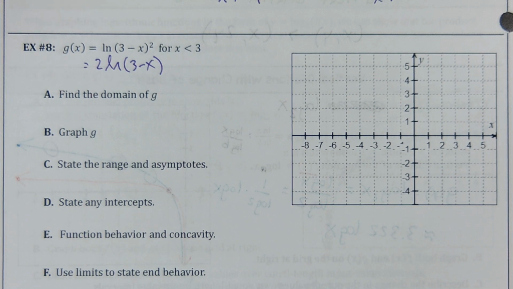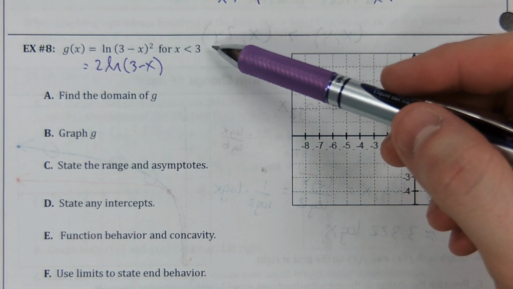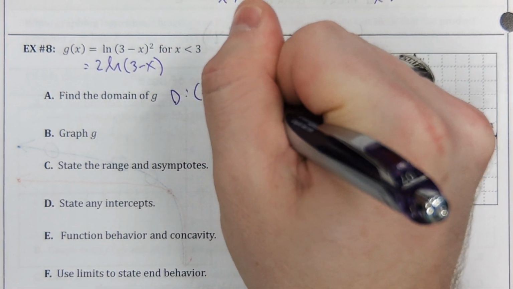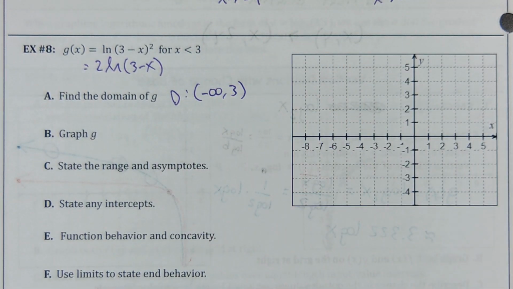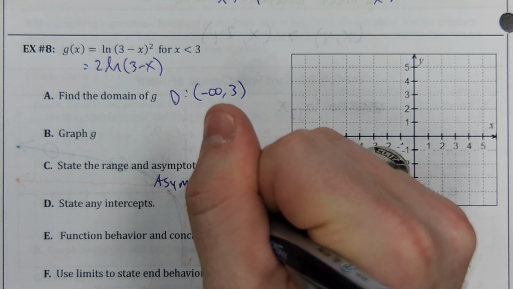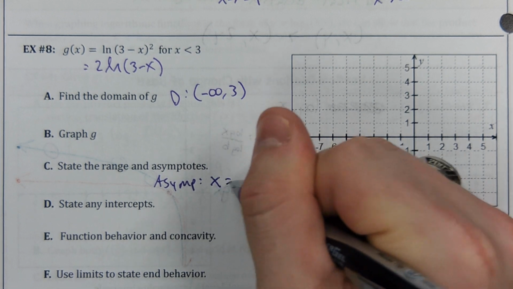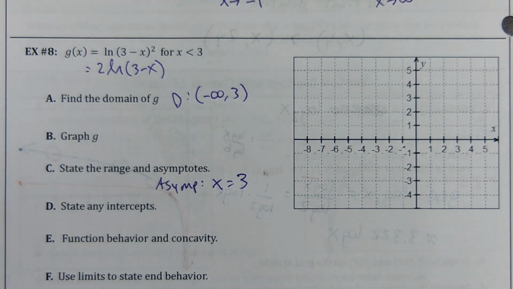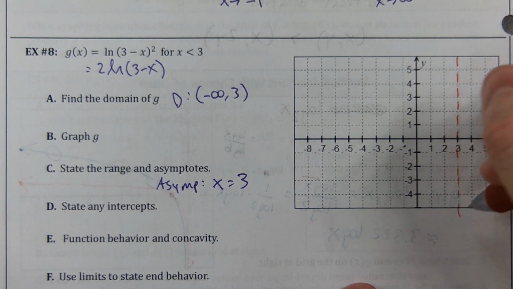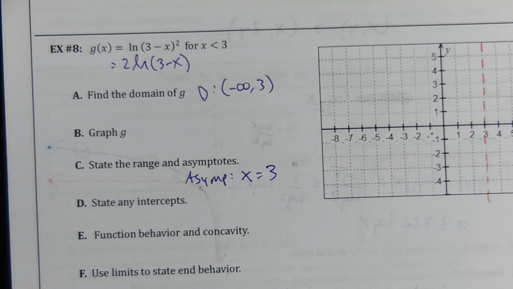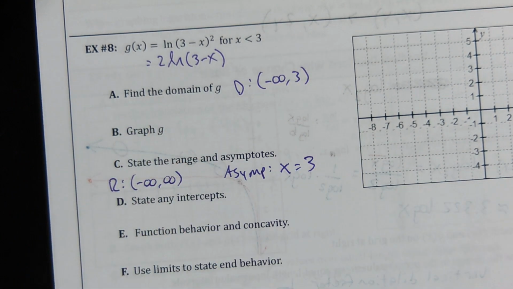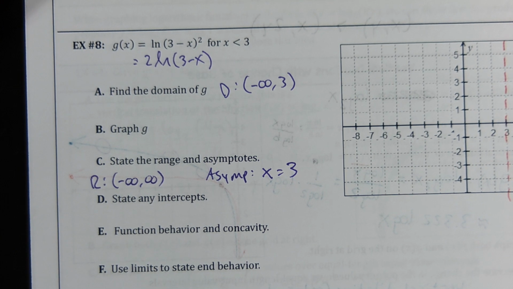We know the domain. It was actually dictated. The domain had better be less than 3, so we're going to say from negative infinity up to positive 3, meaning we also know our vertical asymptote. Since all logarithms have the same range, we can go ahead and fill that information in as well. Awesome.